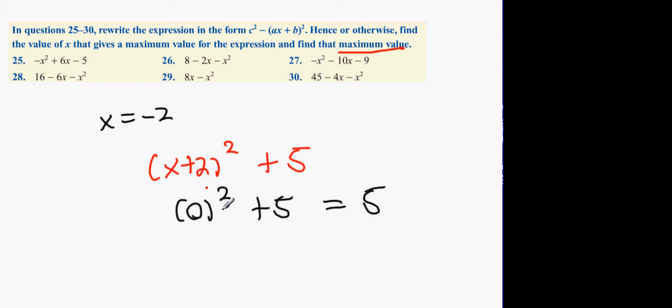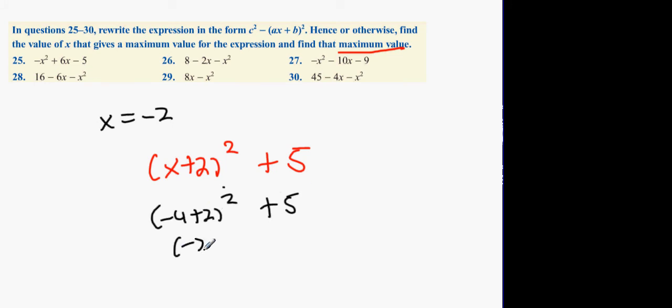If I pick any number other than minus 2 for x to be, what will happen? The number will end up being a bigger value than 5. So if I was to pick, for example, x equals minus 4, what I would have got was minus 4 plus 2 squared plus 5. And what this would have been was minus 2 squared plus 5. And the answer would have been 9. 9 is bigger than 5. This is why it's a minimum value.